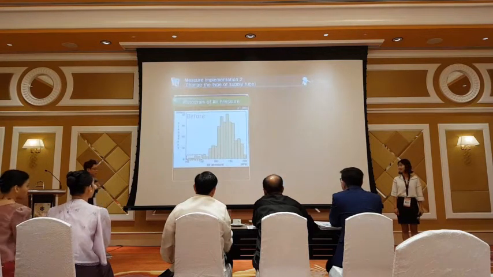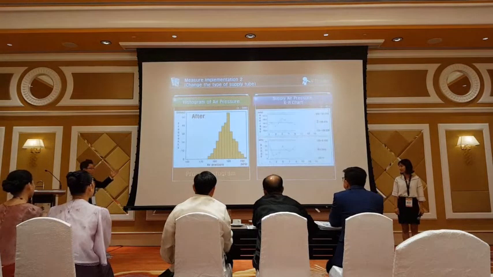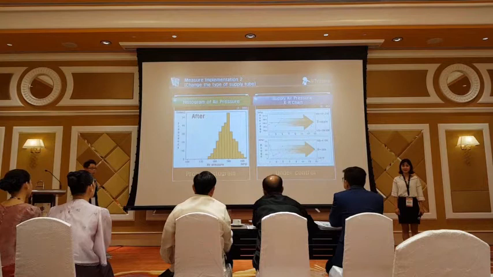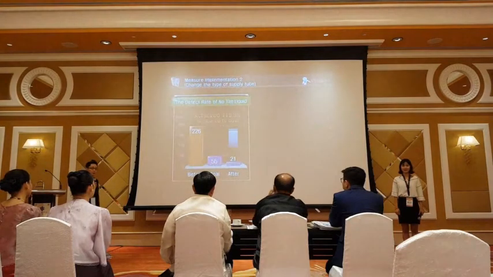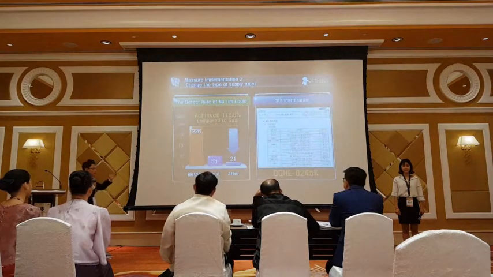Great. After improvements, air pressure histogram is proper and XBAR chart is also under control. We achieved 119.9% compared to the defect rate scores, so we requested to amend equipment standards.